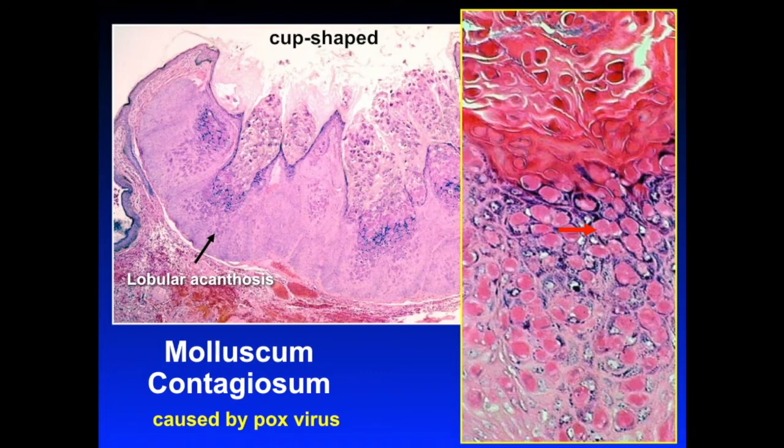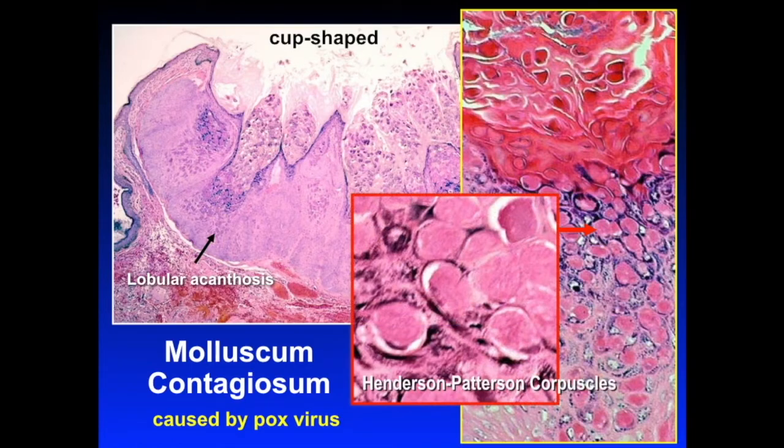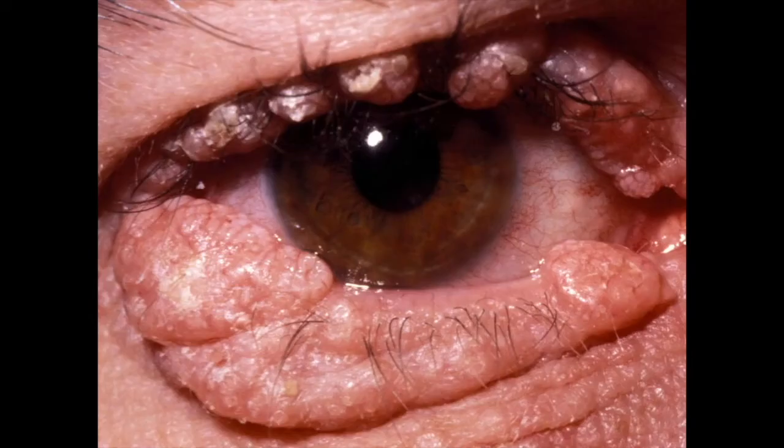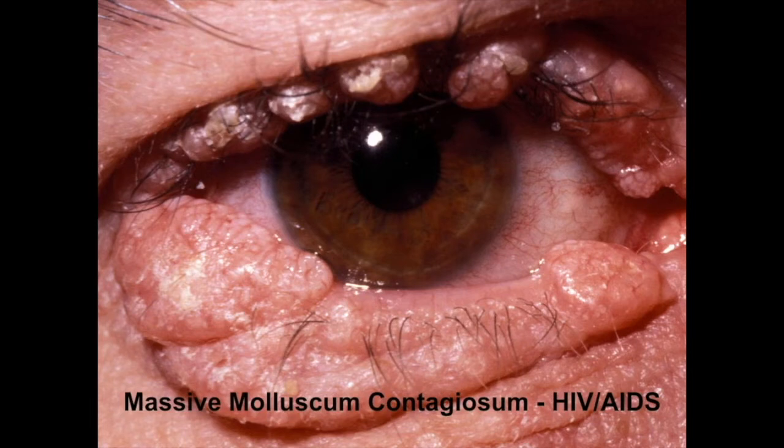And we tend to see these molluscum bodies or Henderson corpuscles filled with the pox virus that tend to become basophilic as they mature. So these are called Henderson-Patterson corpuscles. If you see molluscum contagiosum in an adult or multiple molluscum contagiosum, you have to think of the possibility of immune suppression. This is a case of massive involvement of the facial skin in a patient with HIV/AIDS in the early pre-HAART era of the AIDS epidemic, courtesy of Dr. Henry Perry.